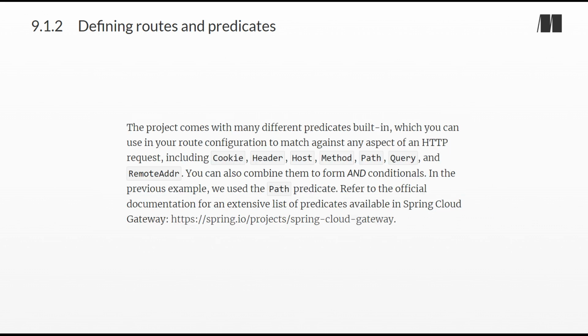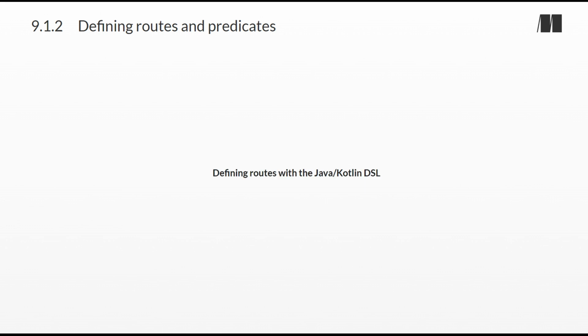The project comes with many different predicates built in, which you can use in your route configuration to match against any aspect of an HTTP request, including cookie, header, host, method, path, query, and remote address. You can also combine them to form AND conditionals. In the previous example, we used the path predicate. Refer to the official documentation for an extensive list of predicates available in Spring Cloud Gateway. Defining routes with the Java/Kotlin DSL.